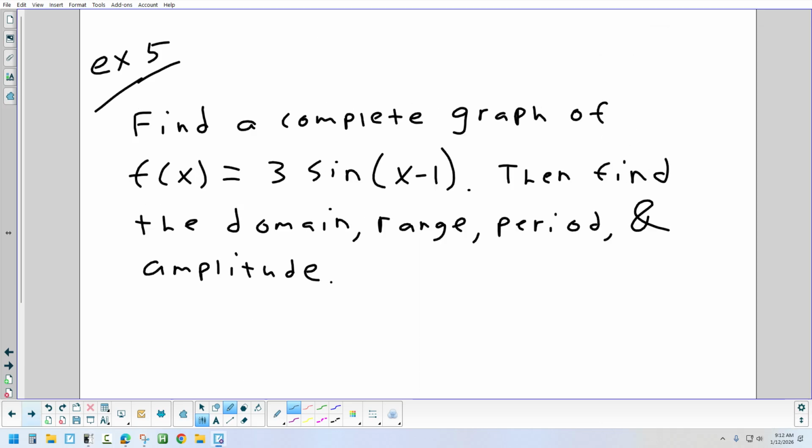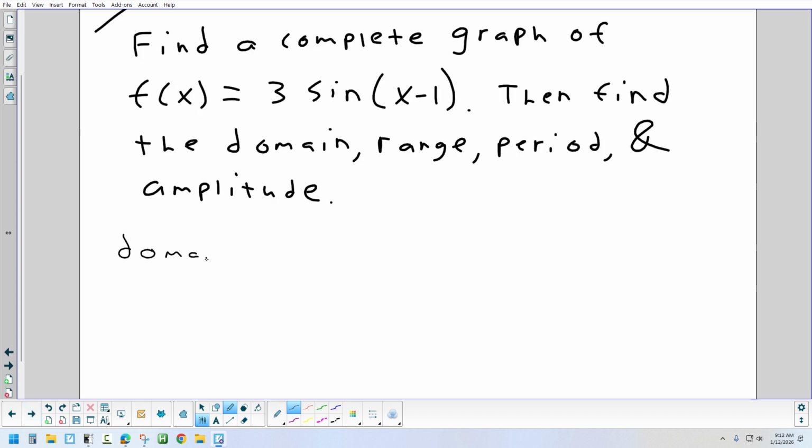All right, let's do the same thing here. Find the graph, and then domain, range, period, amplitude. Okay, what's the domain of 3 sine, and then in parentheses, x minus 1? Yeah, negative infinity, positive infinity. Yep, all real numbers, negative infinity to infinity. Okay, so there's our domain.